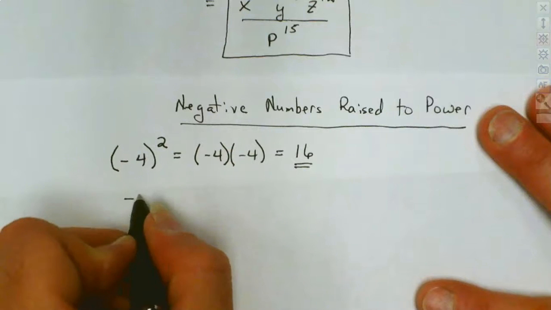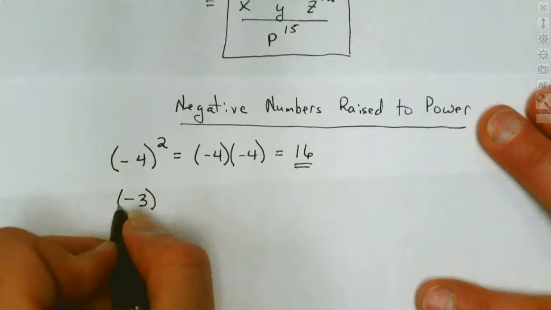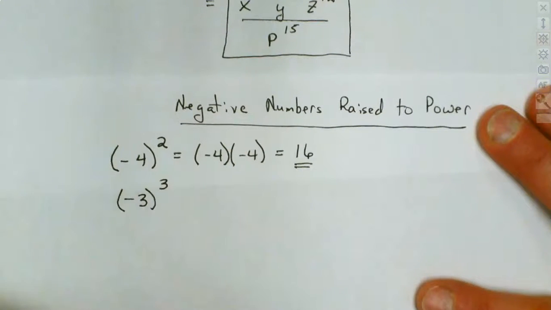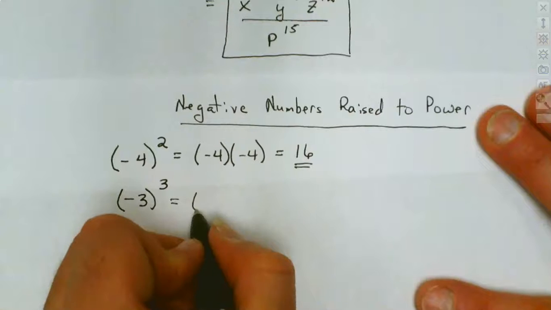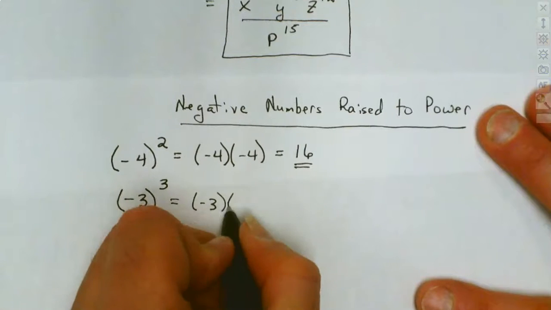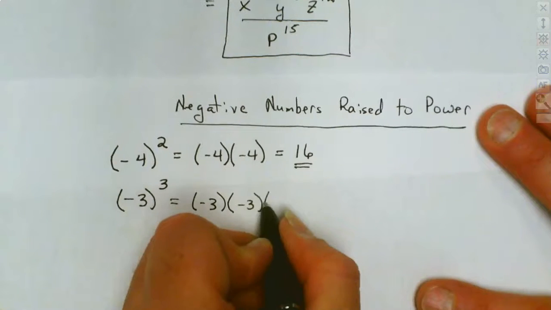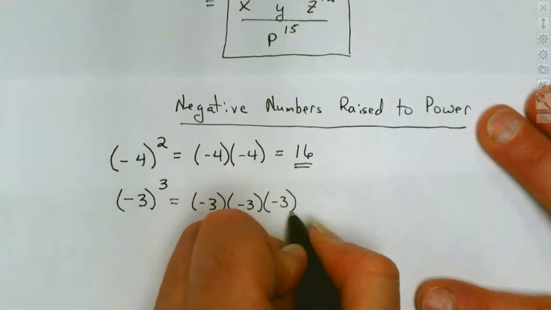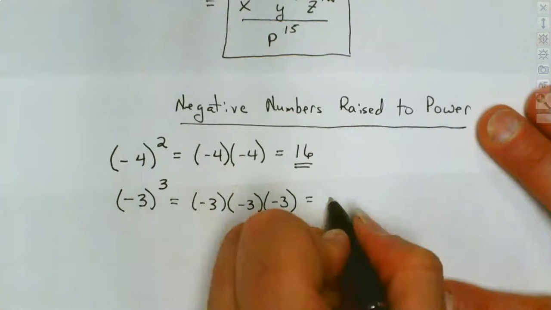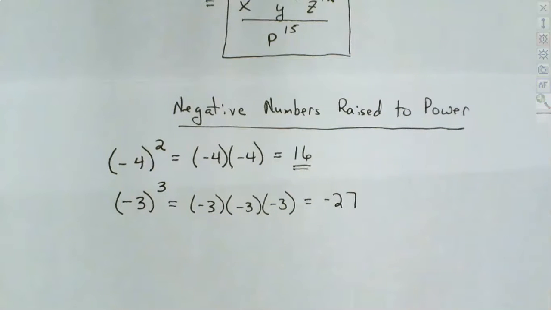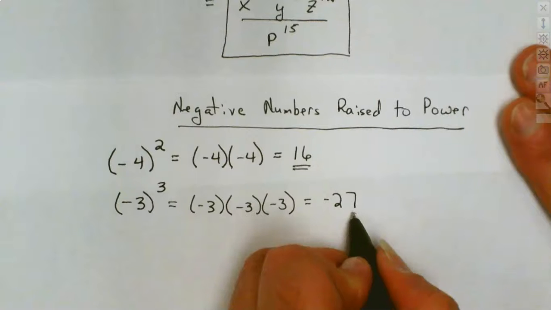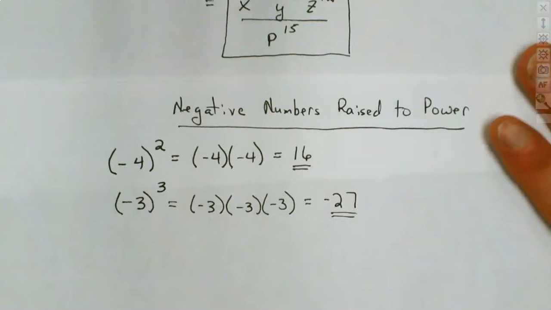What about a negative 3 to the third power? Well, a negative 3 to the third power would be negative 3 times negative 3 times negative 3, and 3 negatives are going to make this one then a what? Make this one then a negative 27. So we have to be very careful with these powers, and let's look at one more.